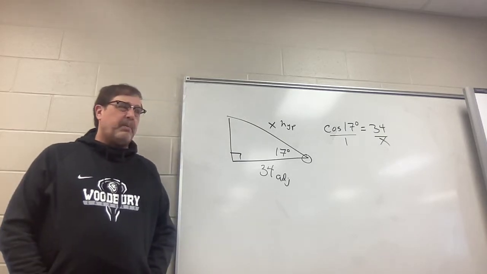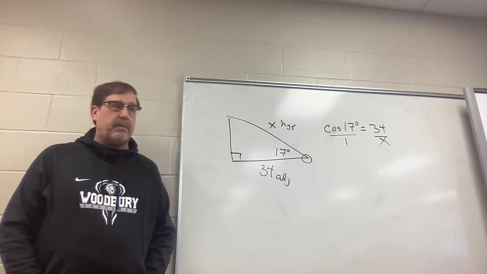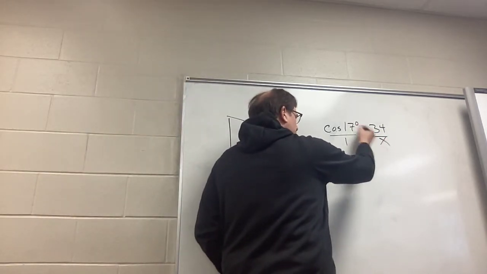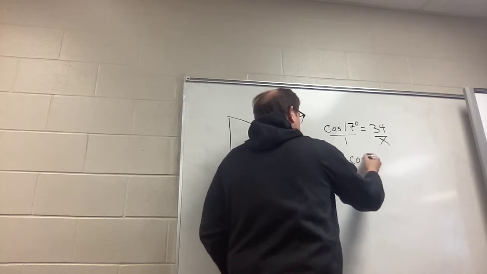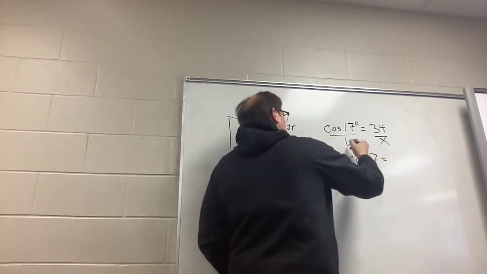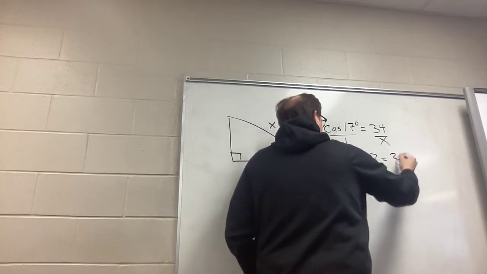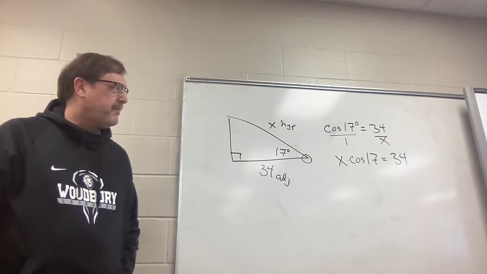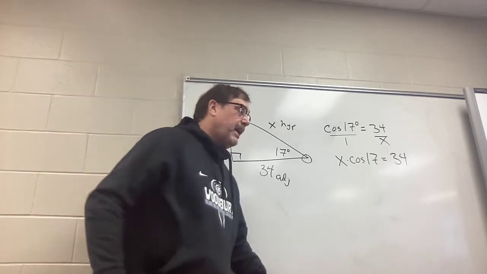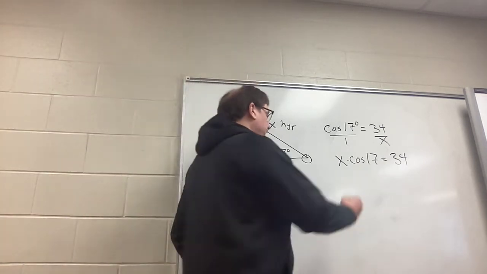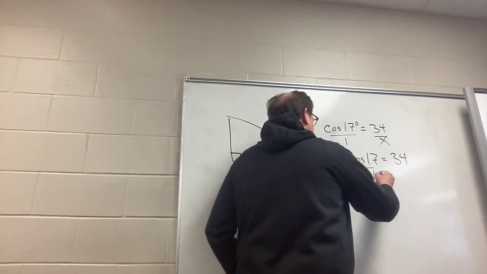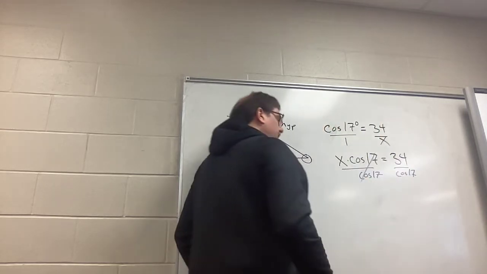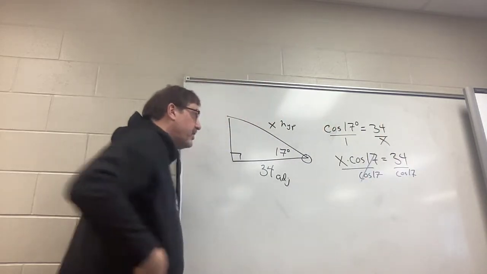And you all remember the term cross products. We're going to do that. We're going to take x times cosine 17, equals cross products, 1 times 34. All right? That's cross product. That's no big deal. And then your whole mathematical life, your boring teachers have said find x. So we divide by cosine of 17, and type it into our calculator and you'll have a successful answer.